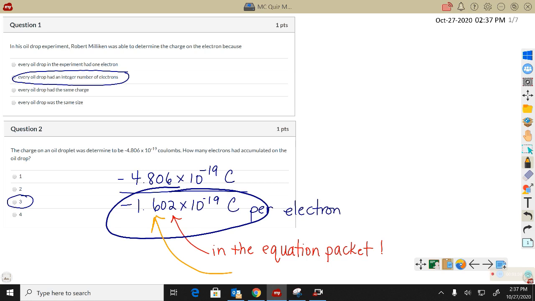It's one of the pieces of information in the equation packet that is rarely used, and it wasn't used at all for the last couple years. Now maybe that means it's going to come up this year, who knows. But it is not very commonly used. And this is the type of question where you would use the charge per electron.